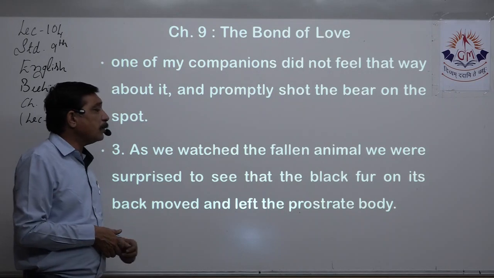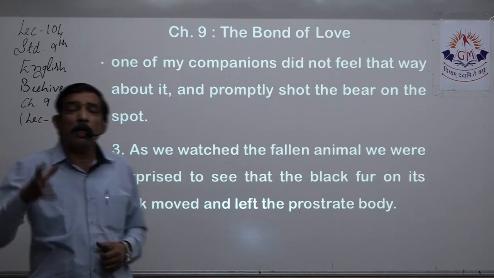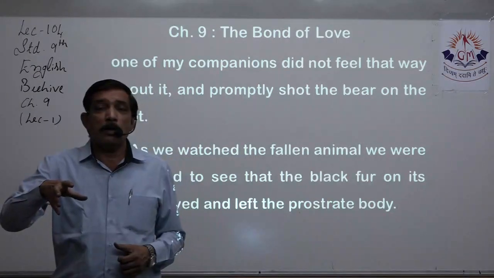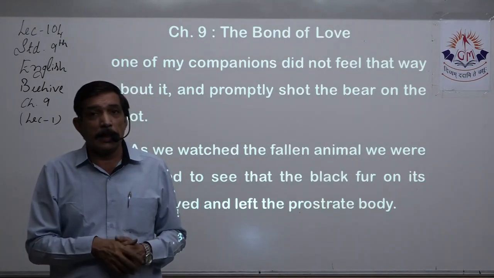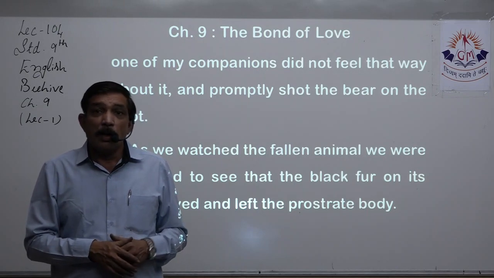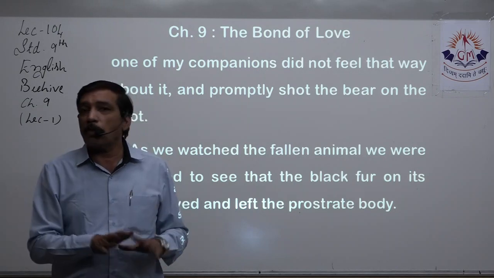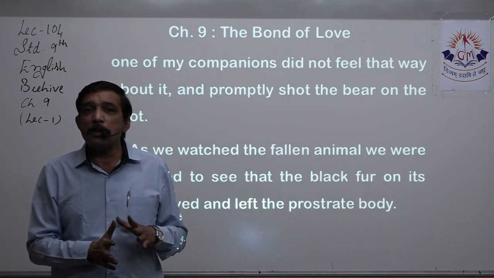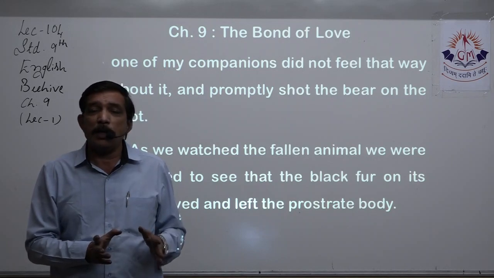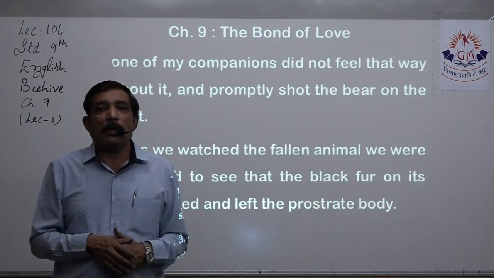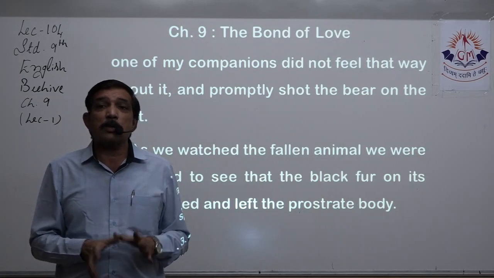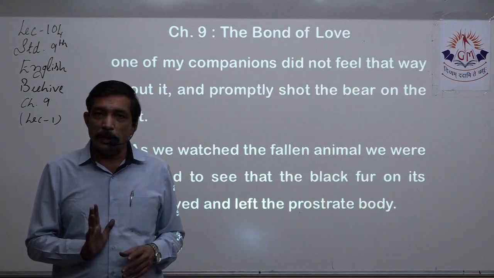As we watched the fallen animal, we were surprised to see that the fur on its back moved and left the prostrate body. Now the sloth bear died immediately as the bullet hit it, and it was lying quiet on the ground without moving. Animals don't know how to pretend, right? They don't pretend to be dead and then, when people come near, shoot away. No, they are dead, right? So it not moving confirms that it is dead.